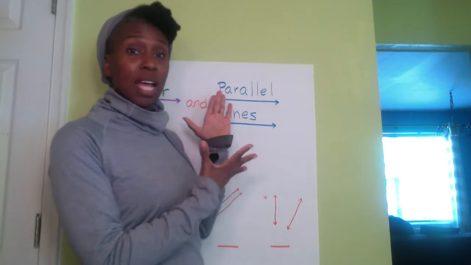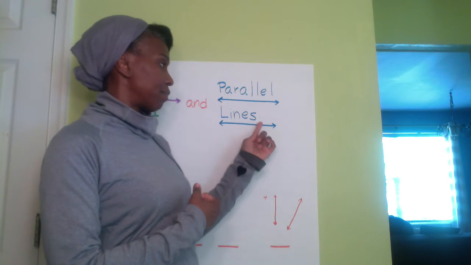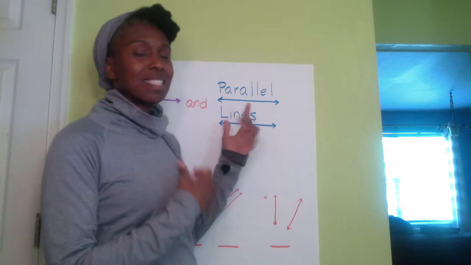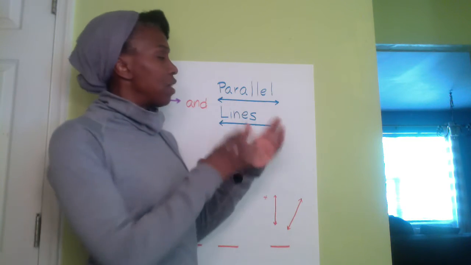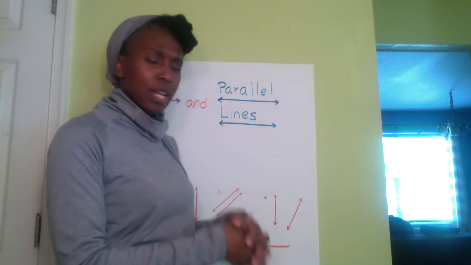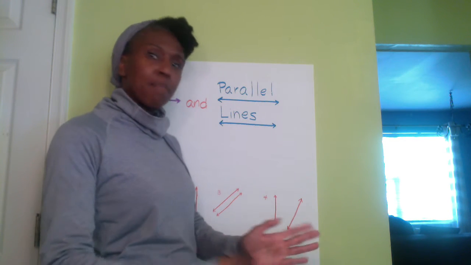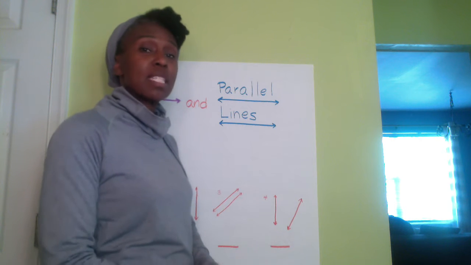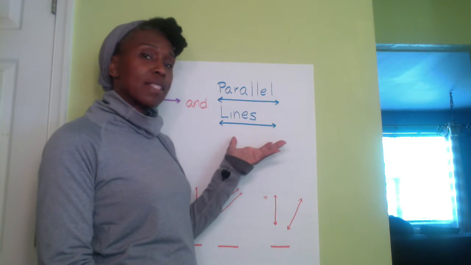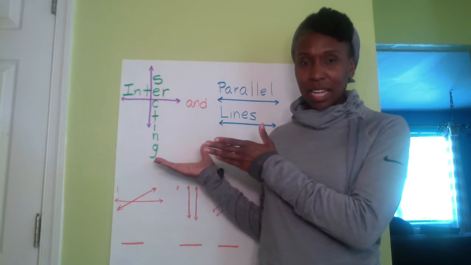Parallel lines are lines that are the same distance from one another. And because they're the same distance, they never touch. They continue traveling side by side. It's almost like two good friends just going for a nice long walk, and they never end up bumping into one another because they always stay the same distance. Parallel lines.